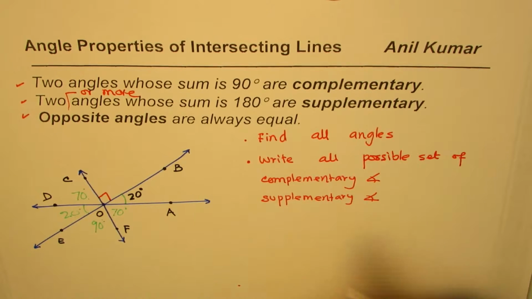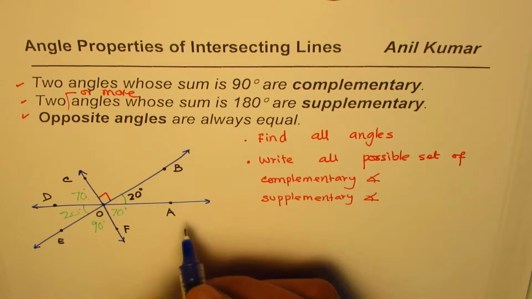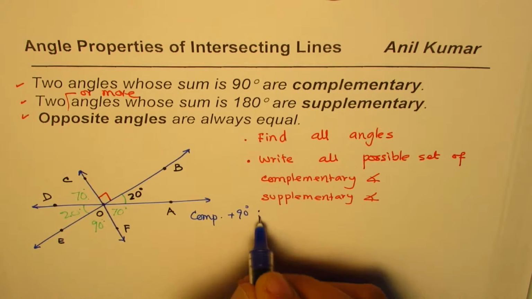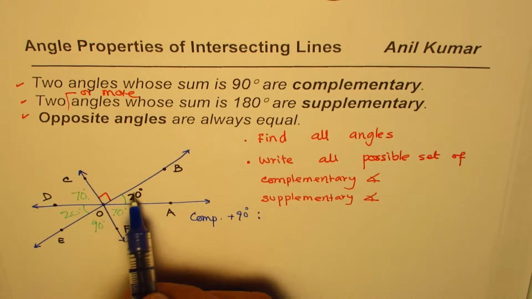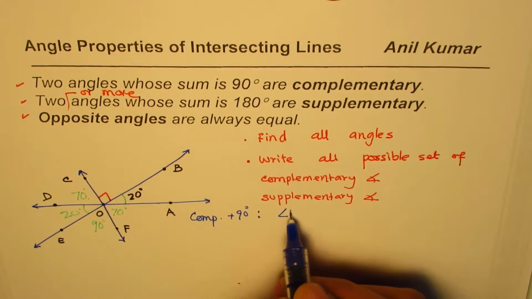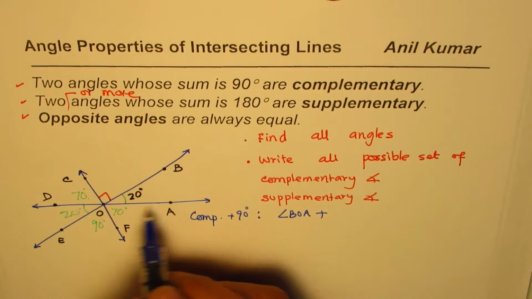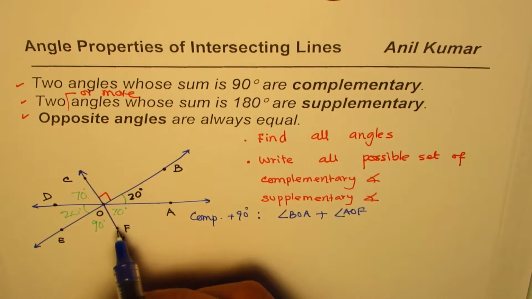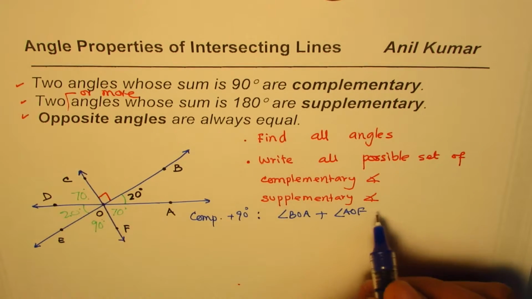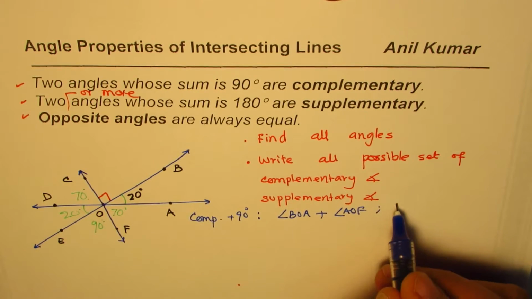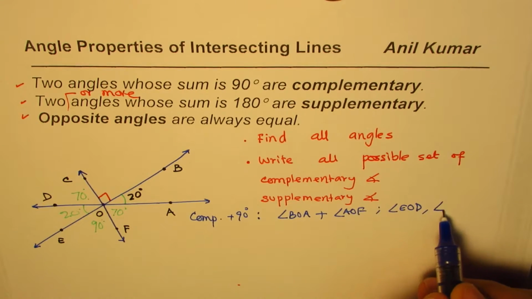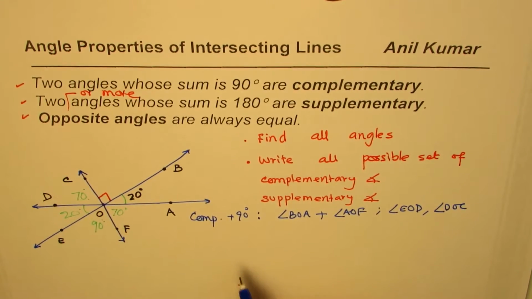And as far as complementary angles are concerned, that means the sum is 90 degrees. Is that okay? So 90 degrees, we have angle BOA plus angle AOF. So that is complementary on this side, and on the other side we could say angle EOD and angle DOC, right? So that is also 90 degrees. That gives you the set of complementary angles.